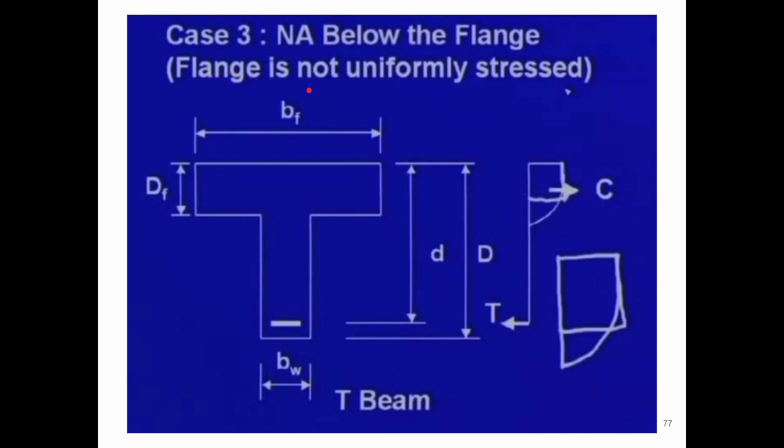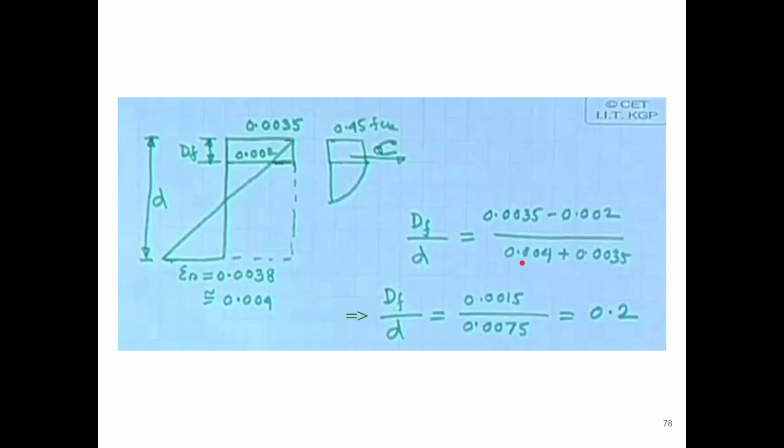And in the third case, what will happen? Again, the neutral axis will be present below the flange, but the flange will not be uniformly stressed. So the reduction will start inside the flange only. So it will not be constant throughout. After a certain portion, it will start decreasing. So the flange is not uniformly stressed. So these three conditions are different. So let us see how it will be varying.